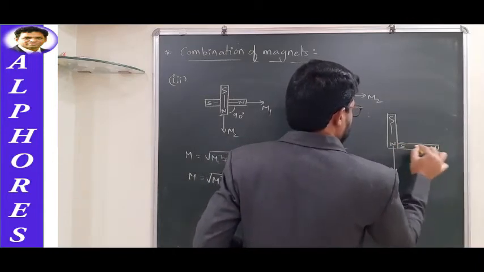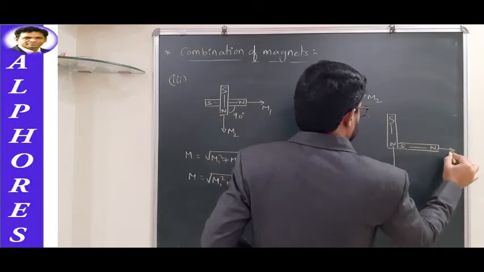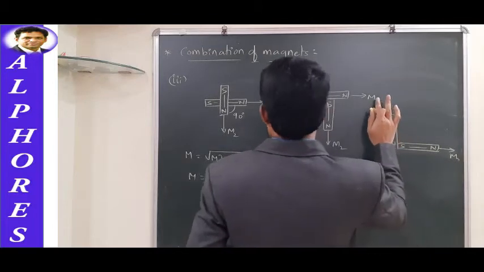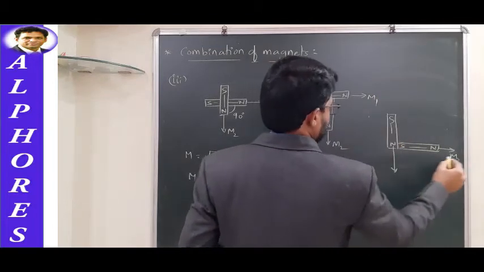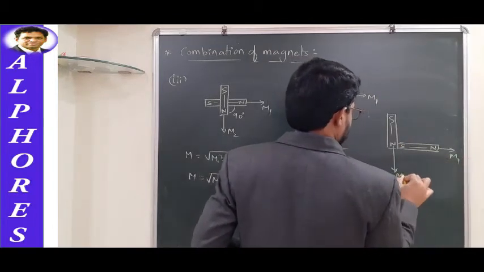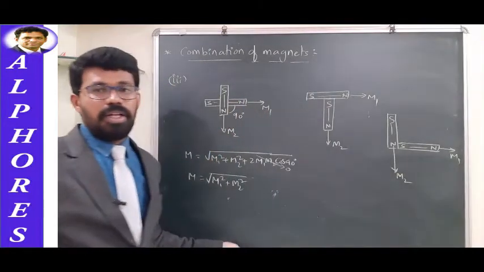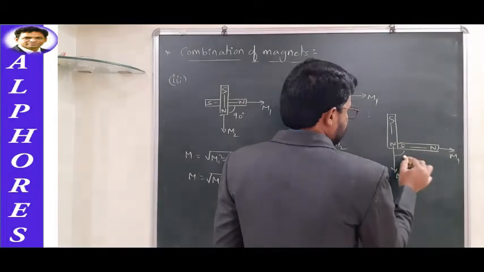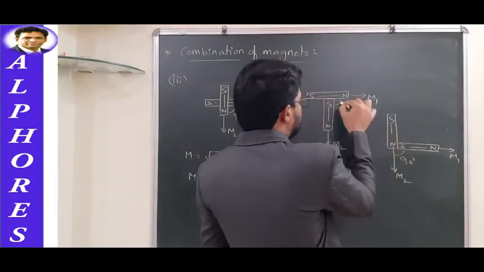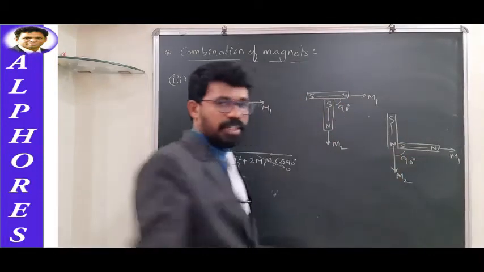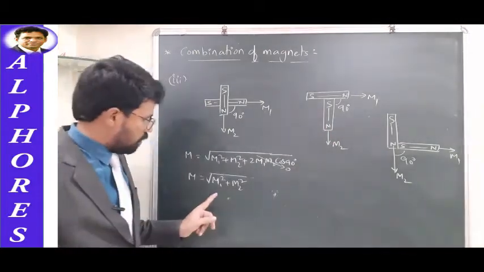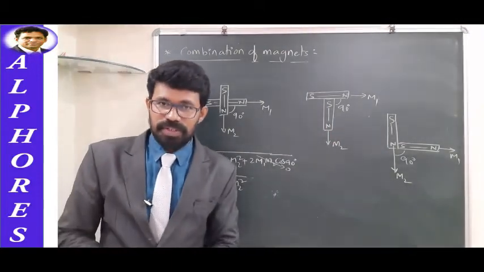South, north. This is M2. This is M1. M2. M1. M2. Like this also you can have. Here also what is the angle between M1 and M2? It's 90 degrees. Here also it is equal to 90 degrees. If that is the case, the resultant magnetic moment in these two arrangements is also equal to what? Under root M1 square plus M2 square only.